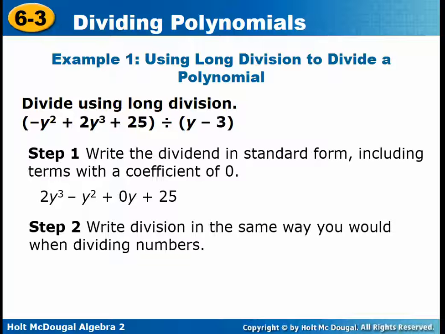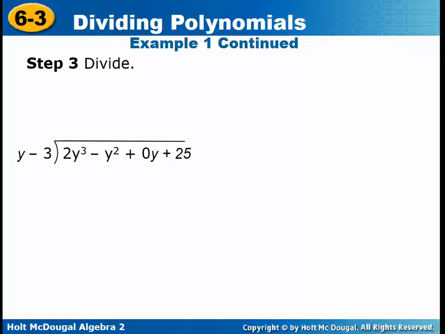Now we're going to write our division just like if it had been just numbers. You put the y minus 3 on the outside, and then on the inside of the division sign, we put the 2y cubed minus y squared plus 0y plus 25. All right, now here's how you divide.